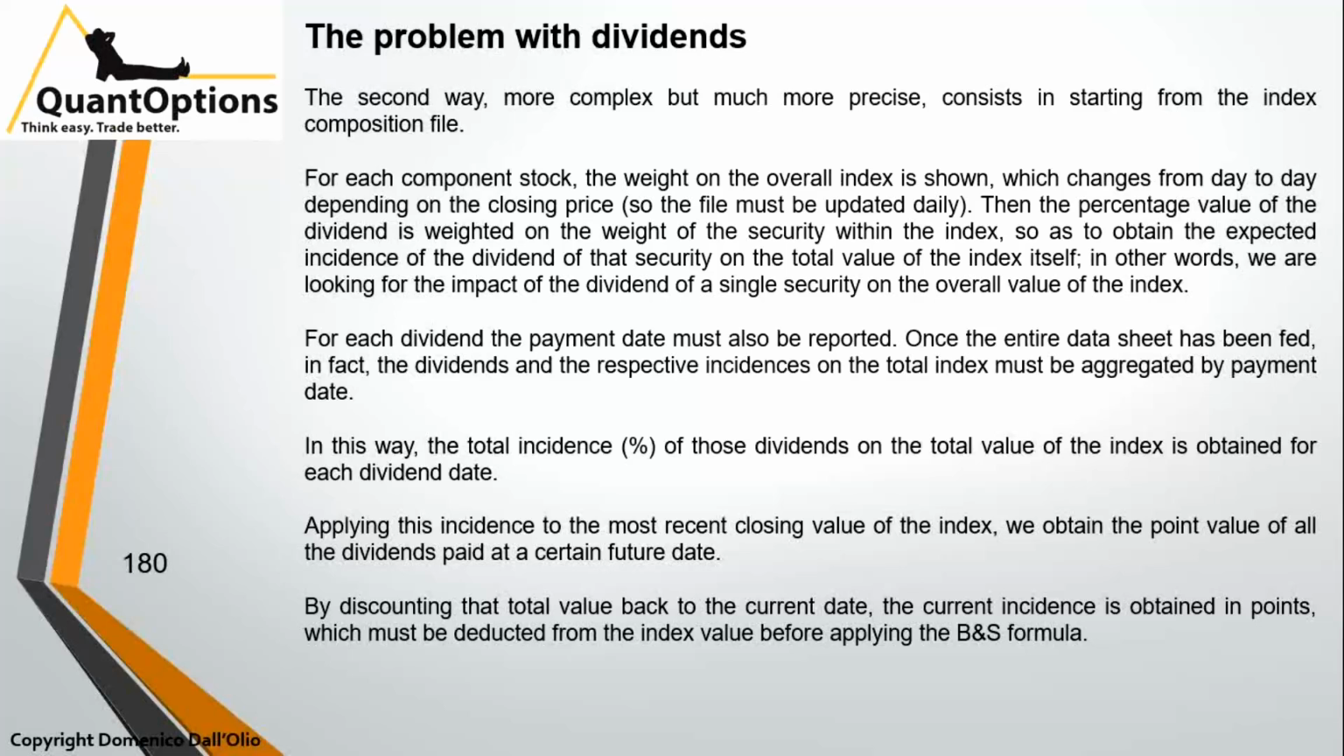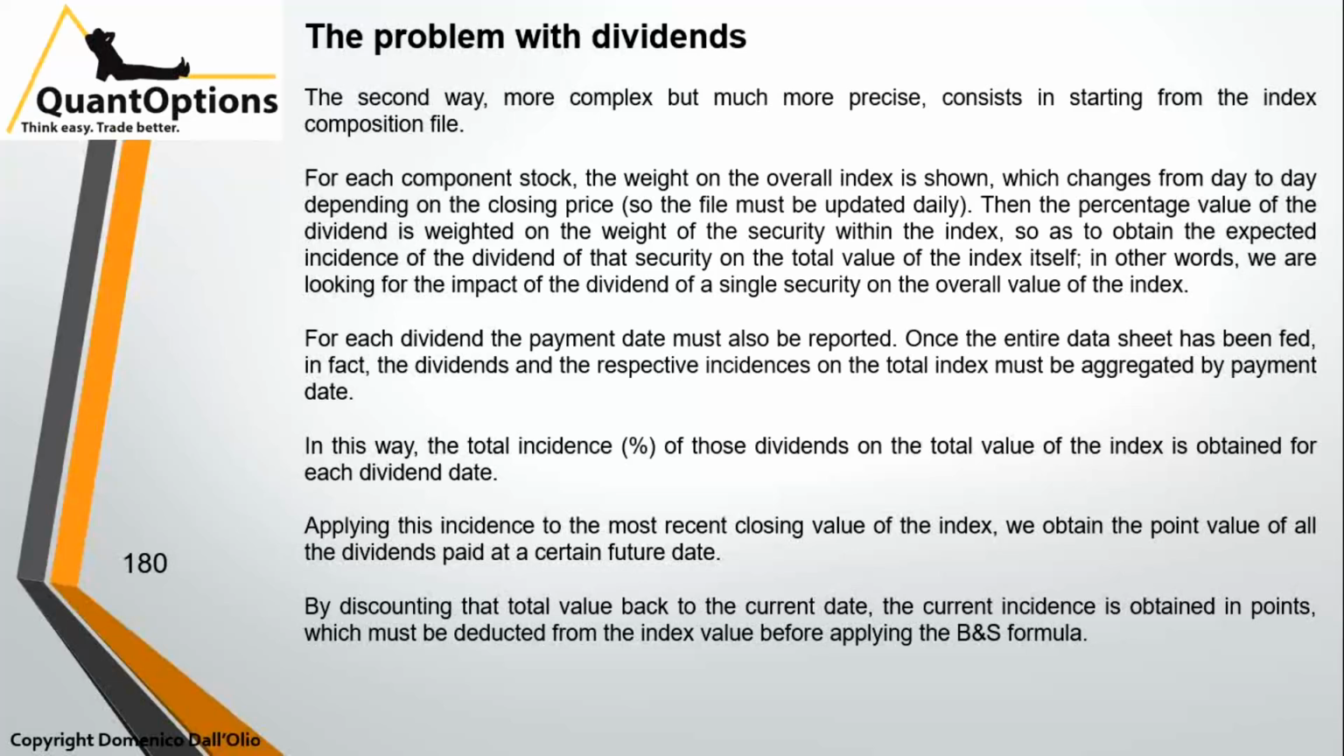The problem is how much does the dividend of Eni impact on the overall stock index? It's 5% times the weight of Eni in the basket. So if the weight of Eni in the basket is 15%, then the incidence of the dividend of Eni on the whole index is 5% times 15%, and it is 0.75%. At the moment that the dividend is paid, the stock will drop 5%, and the entire index will drop 0.75%.